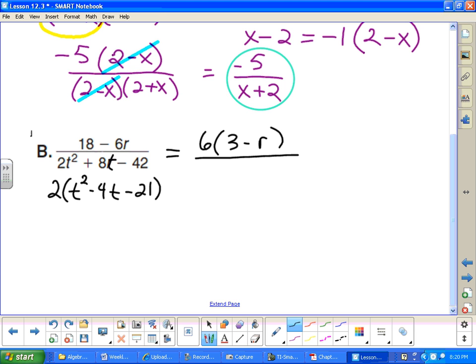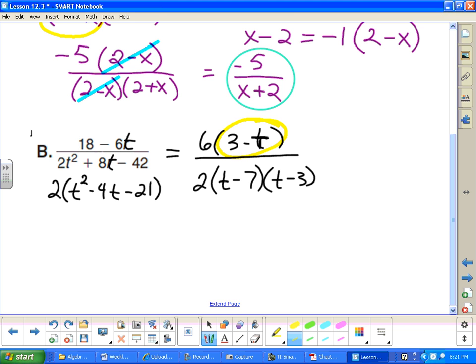Now can I factor that? So we have 2 times, and this would be, let's see, t minus 7. We have r's and t's. T minus 7 and t minus 3. Okay, well, let's use t. So we'll make that r in the numerator a t also. Okay, this is supposed to be t. Okay. Now, if you notice, we have 3 minus t and t minus 3. Those are opposites.